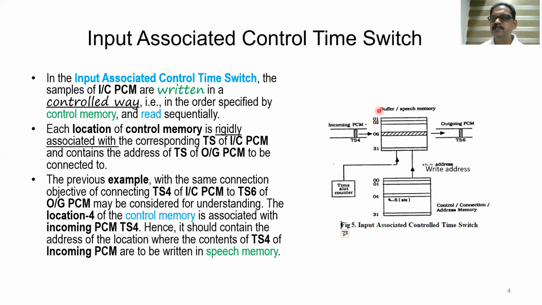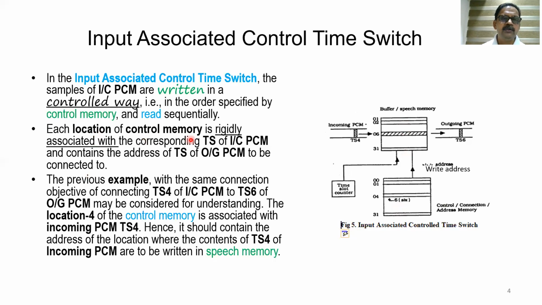While writing into the speech memory, the information is written into the speech memory location as per the directives of the control memory. However, when we read out onto the outgoing PCM, it is simply read sequentially from 1, 2, 3, 4, 5, 6 onward, up to 31. So reading is cyclic, and writing is controlled under the control memory location.